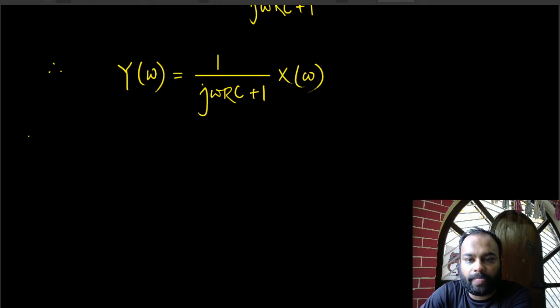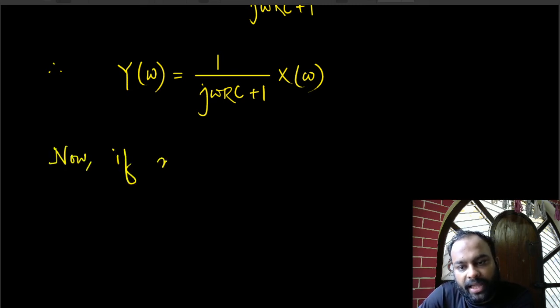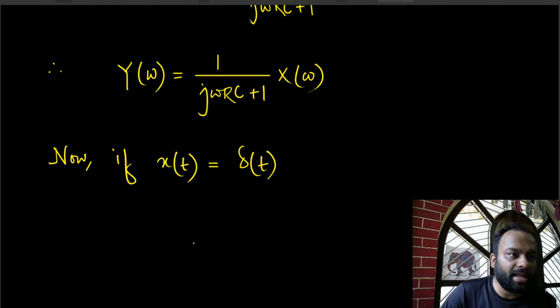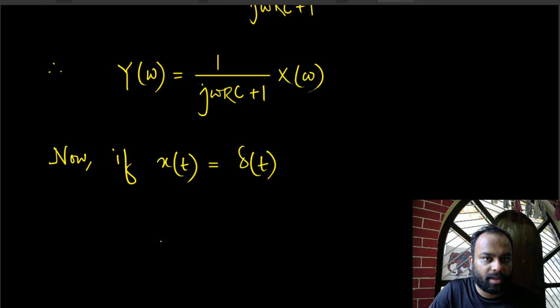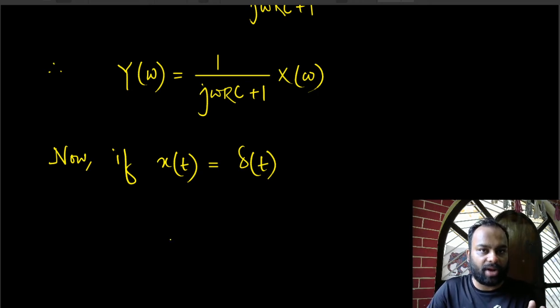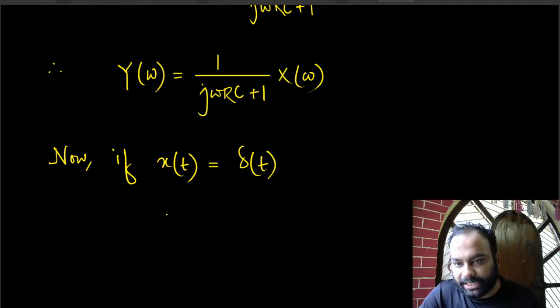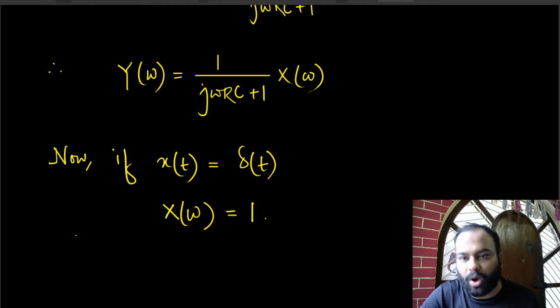Now what if the input is an impulse? If the input is an impulse, then the output is the impulse response of the circuit, the impulse response of the system. Then with that said, what is the Fourier transform of this? The Fourier transform of this is equal to 1.